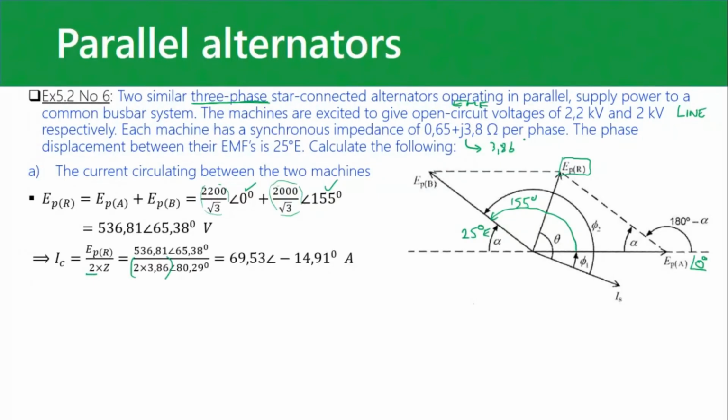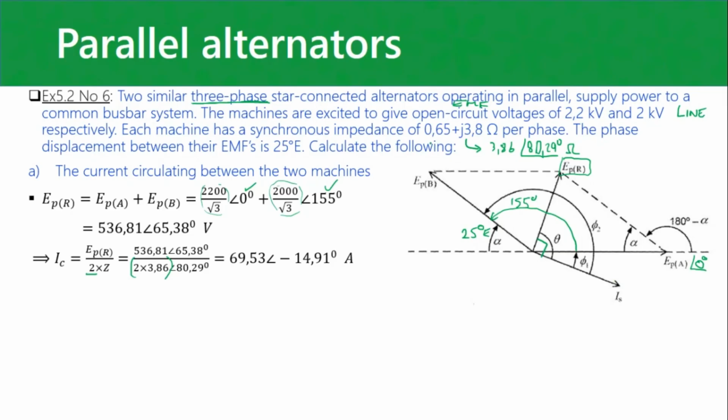3,86 angle 80,29 degrees, ohms. Then I only multiply the magnitude by 2, not the angle. And then you get, there's your current. And notice that this angle between the EPR and the current is always very close to 90.